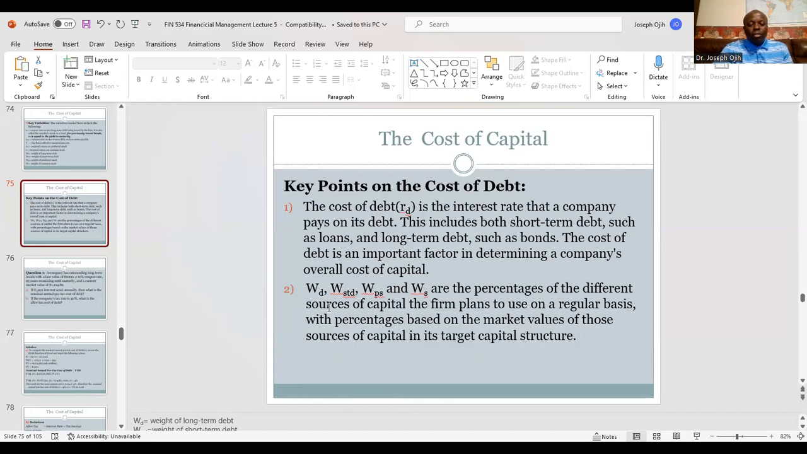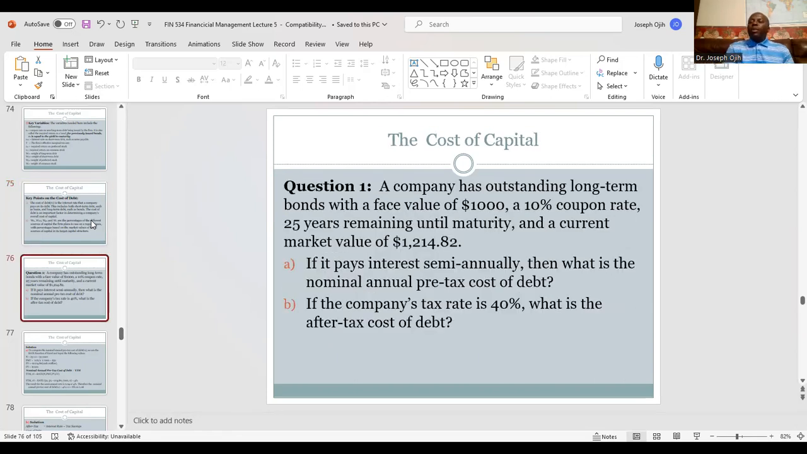Of course, you already know that WD means weight of long-term debt. WSTD means weight of short-term debt. WPS means weight of the preferred stock. And WS is the weight of the common stock. Okay. At this point, I think I have given you enough background information. Let us do 2 examples.